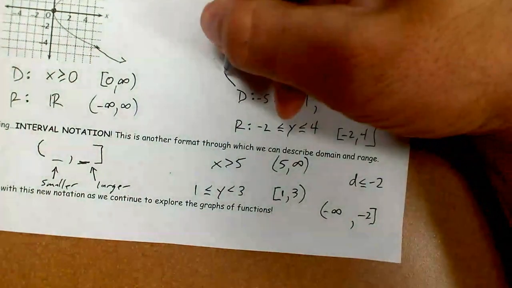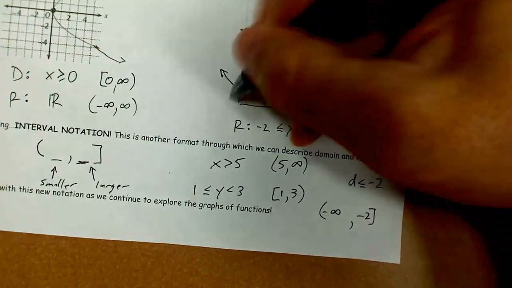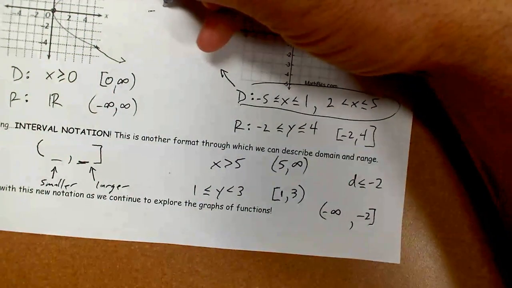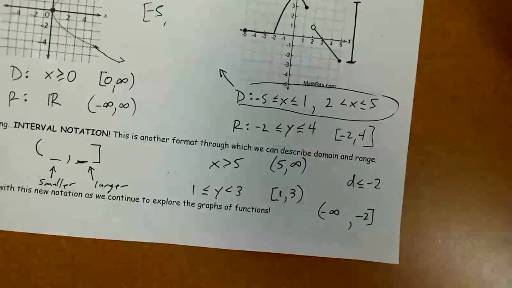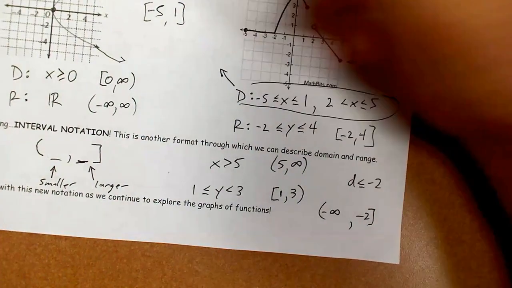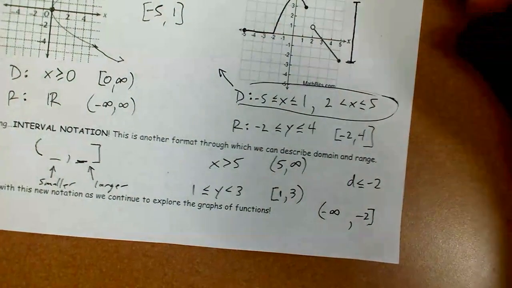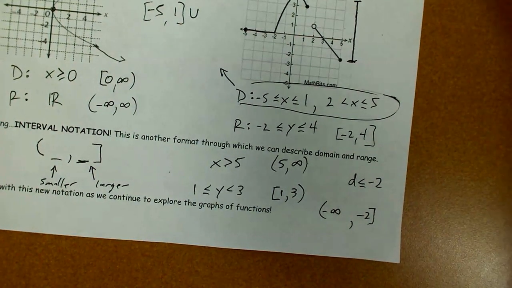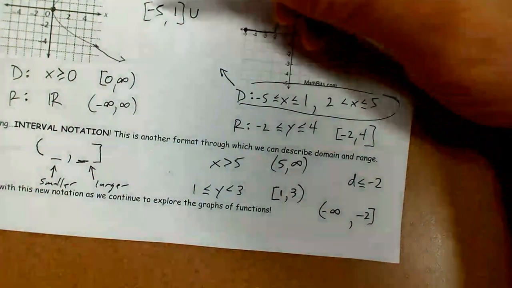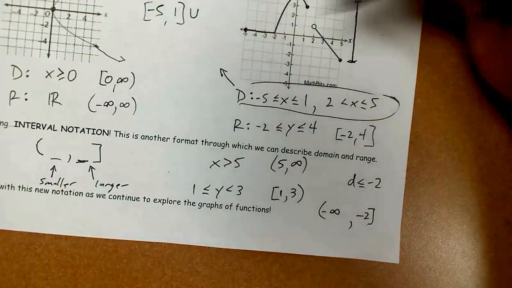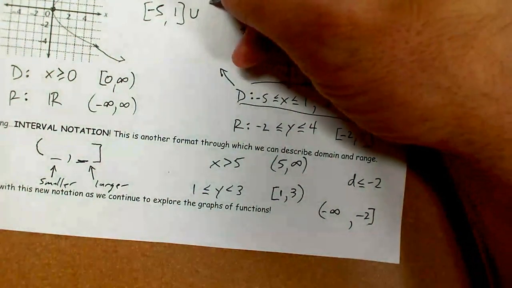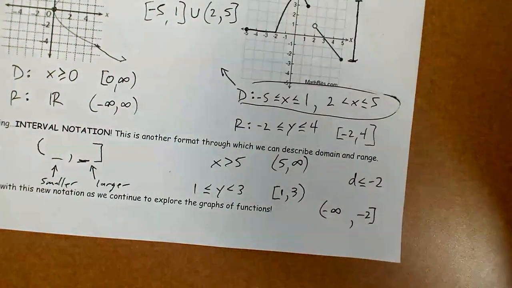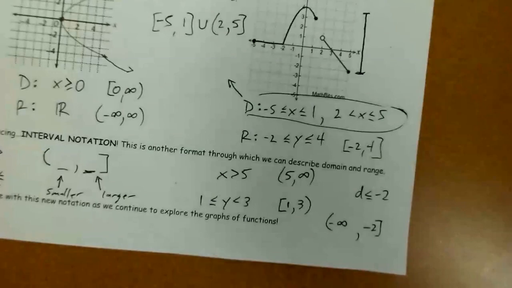And then for this one, if we want to write this in interval notation, we go -5 included, comma 1 included. Anytime you have multiple, you use a U, and that stands for union. It just means both of them. So -5, comma 1, both included with brackets, union 2, comma 5 with a bracket.